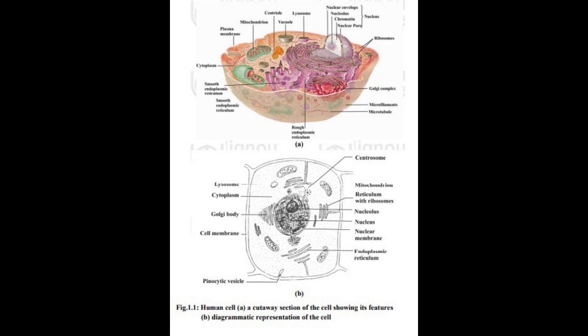Figure 1.1. Human cell. A. A cutaway section of the cell showing its features. B. Diagrammatic representation of the cell. Look at the screen. Components of the cell. Let us now study the important components of the cell in some detail.